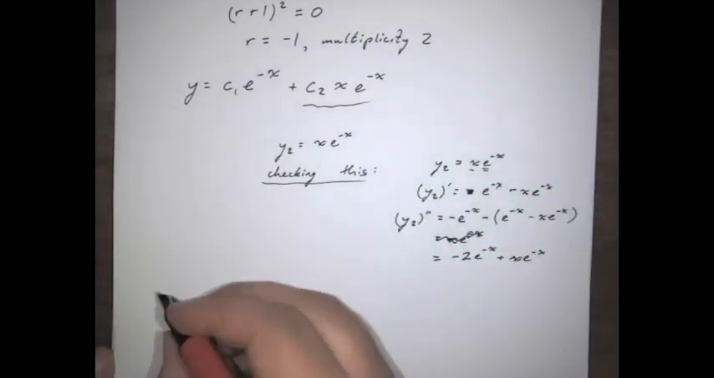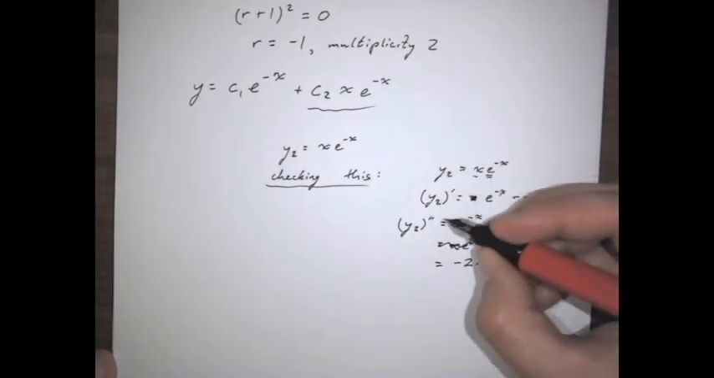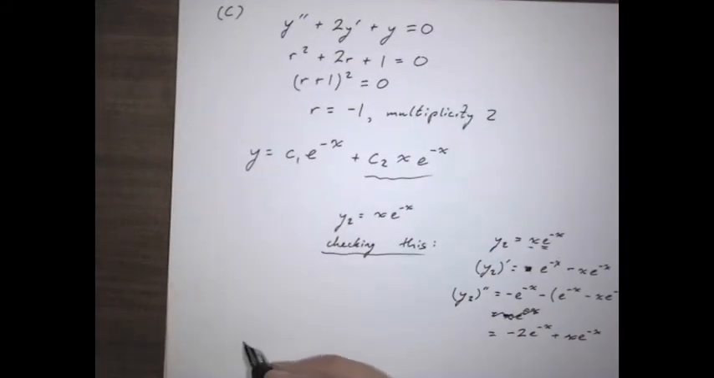Okay, so now checking this, if we put this into there, and this into there, and this into there, we should get what we were supposed to end up equaling, which was 0.